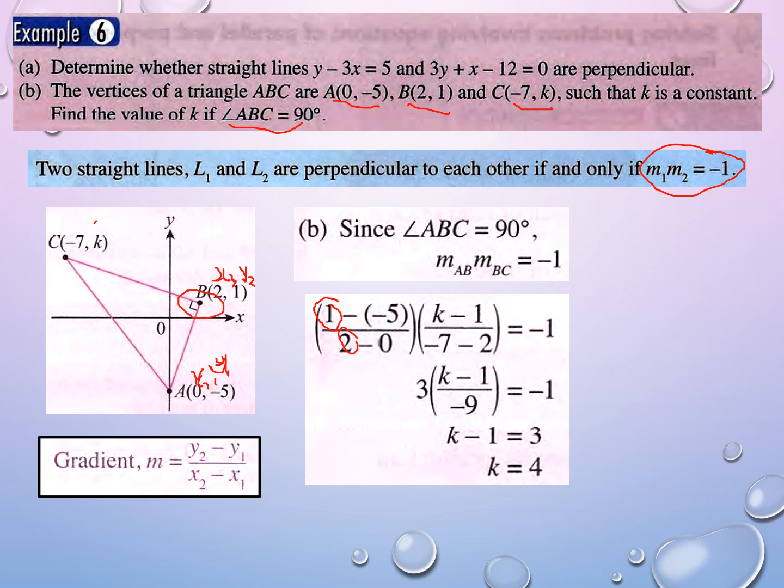Then multiply with another gradient. The other gradient is the gradient for AB, mAB. This one is m, the gradient for BC, so it's here. mBC, mAB. So we multiply, we should get negative 1. After that, we simplify, you get your negative 4. So your value of k is 4.